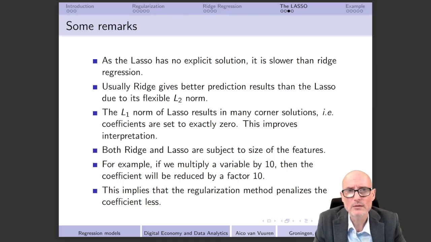Then the question arises, what about, say, predictive power? Well, that actually depends on the situation, but sometimes, or in many situations, actually ridge might give you better prediction results than the lasso. And the reason behind that is because of the fact that it has this flexible L2 norm rather than the a little bit more restrictive L1 norm.